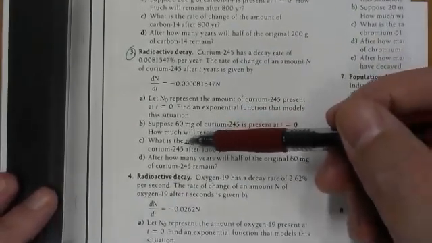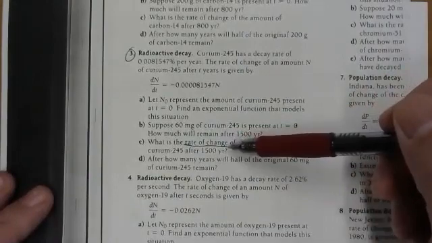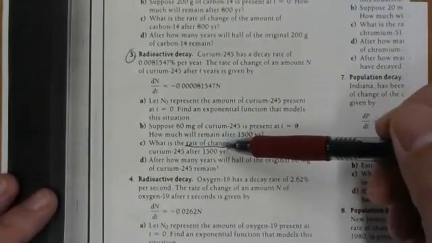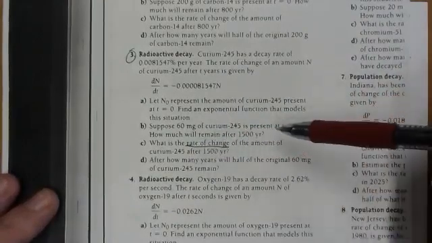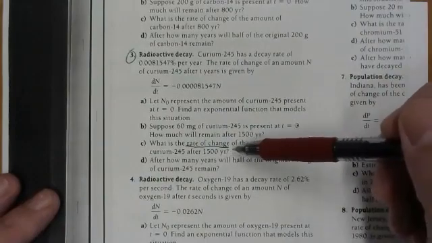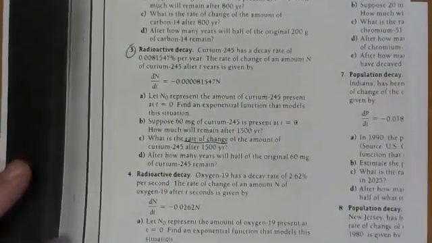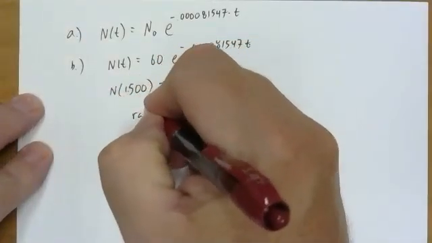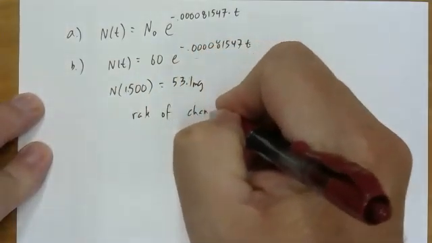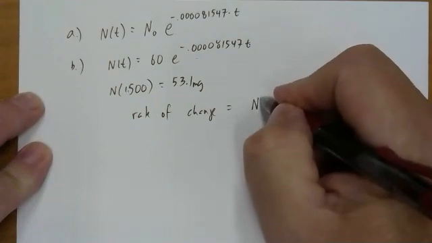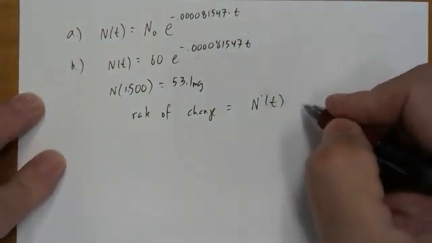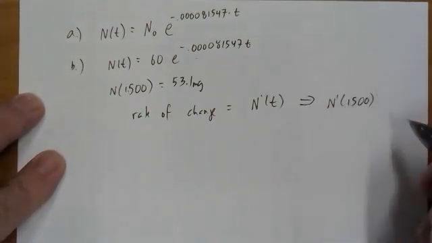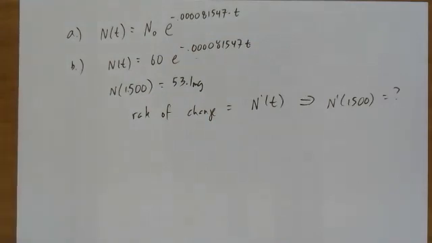Part C, what is the rate of change? There, I've underlined it. Why is that? I said earlier, rate of change right away should tell you you're looking for the derivative. What is the rate of change of the amount of curium after 1500 years? So once again, rate of change is going to be the derivative. And they actually want to know what it is when the time is 1500 years.